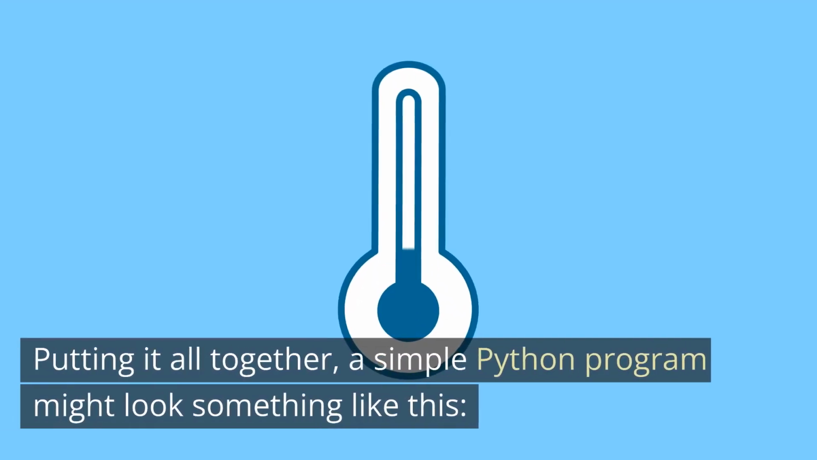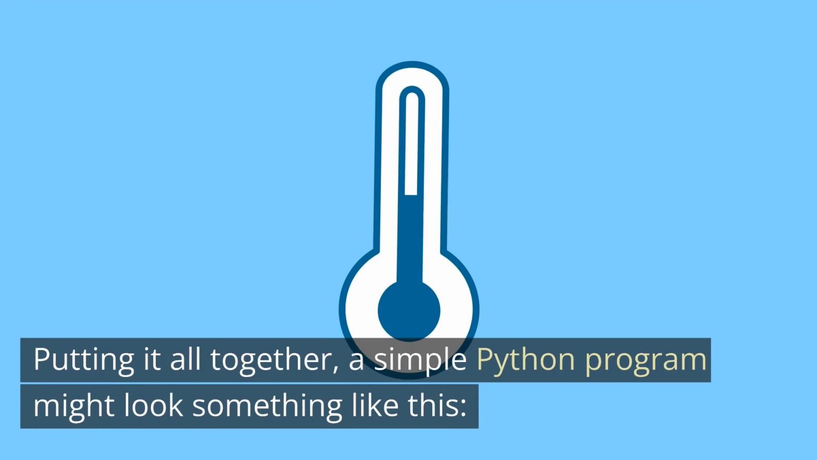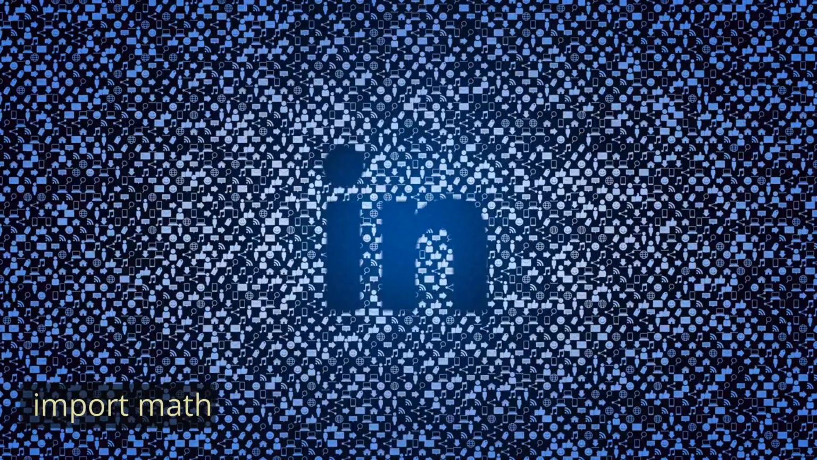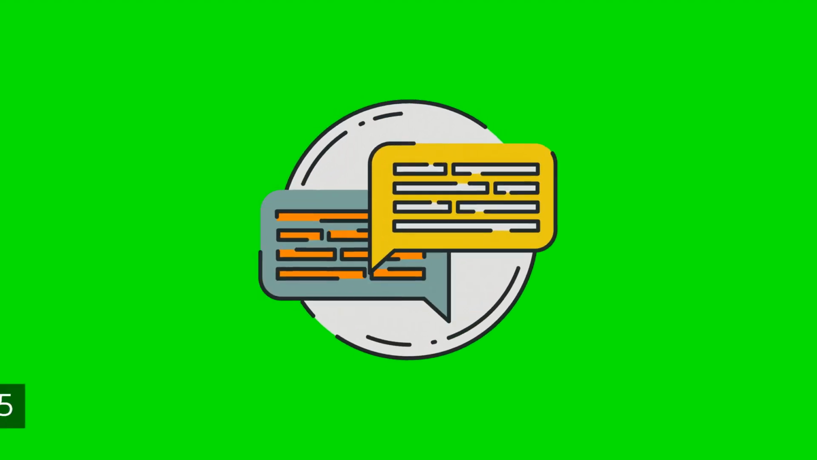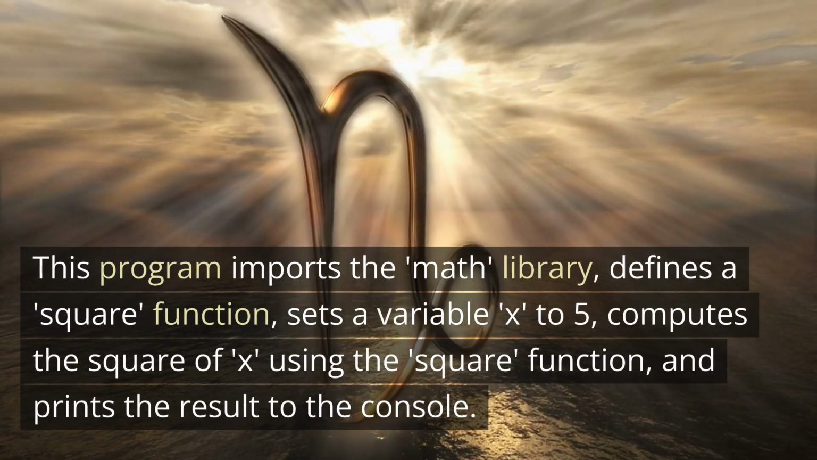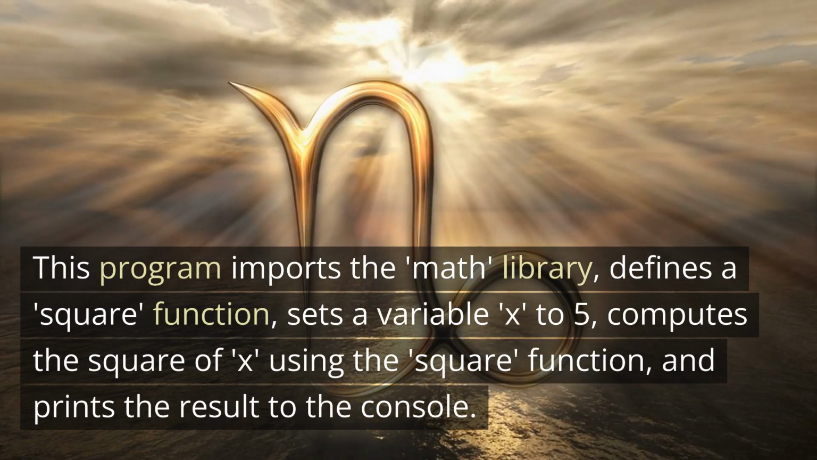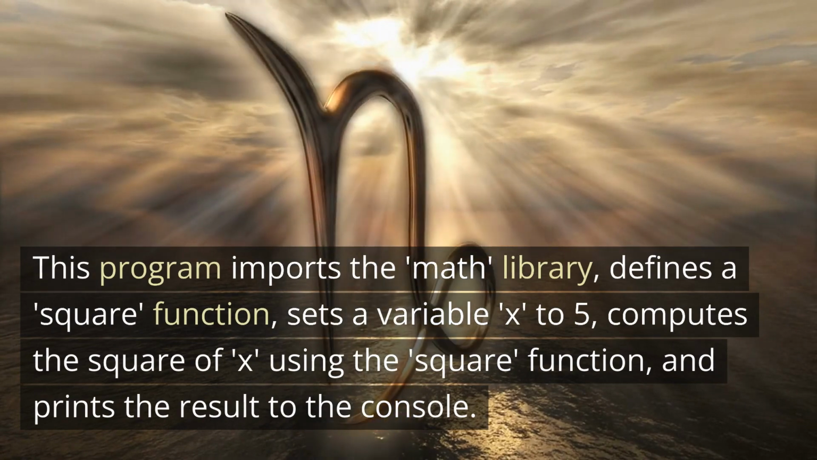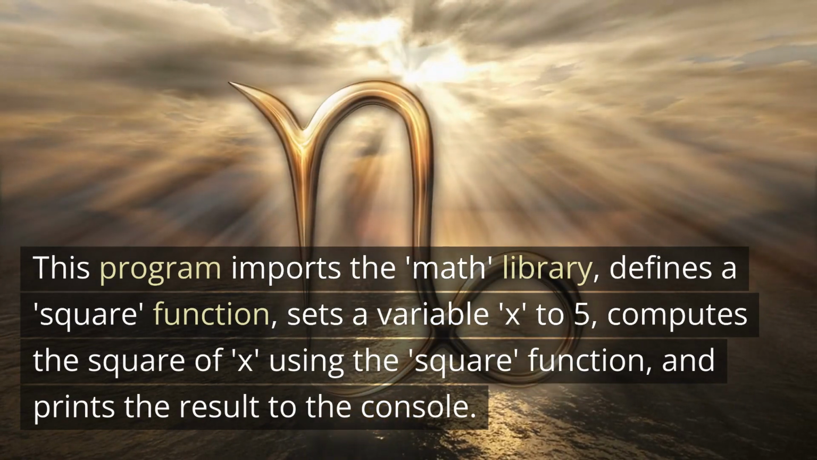Putting it all together, a simple Python program might look something like this. Python code: #!/usr/bin/env python, import math, def square(x): return x * x, x = 5, y = square(x), print(y). This program imports the math library, defines a square function, sets a variable x to 5, computes the square of x using the square function, and prints the result to the console.